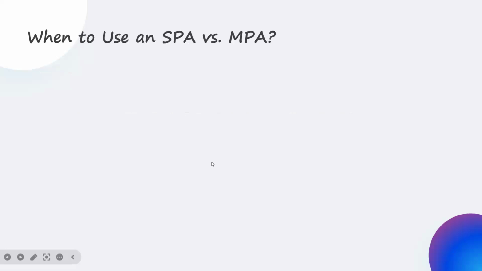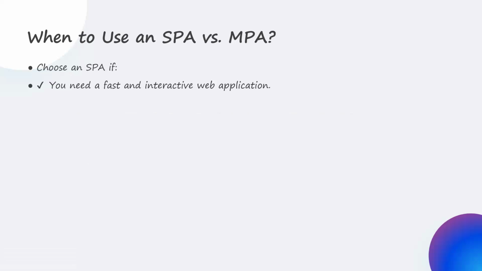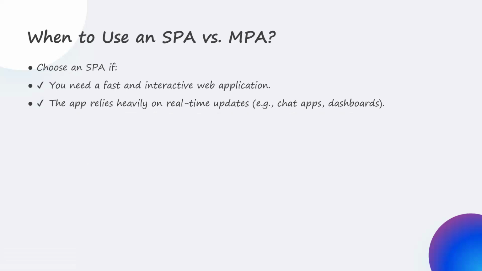So when do you use single-page application versus multi-page application? When you need to build a fast and interactive web application, you use single-page application. When the app relies heavily on real-time updates, something like chat applications. When you have a chat application, you should be using single-page application. When the user is going to be staying long on your website, just like now on our website, a student will be taking a class, spending at least 30 minutes on the website. So that is why we chose to use single-page application.